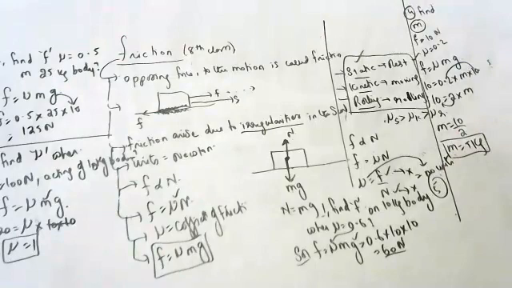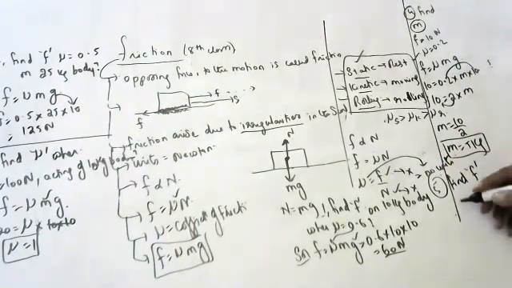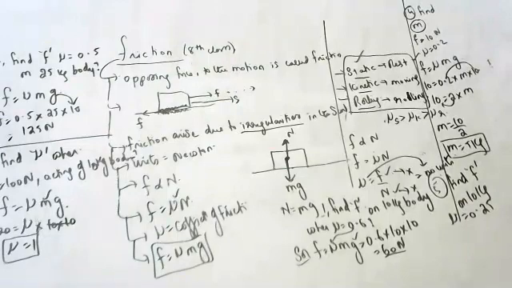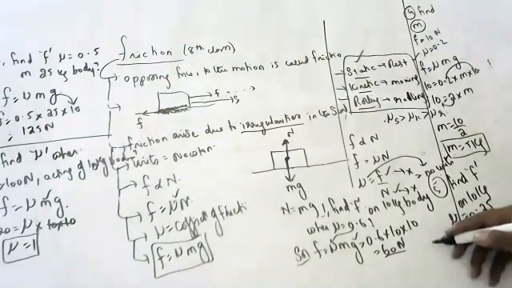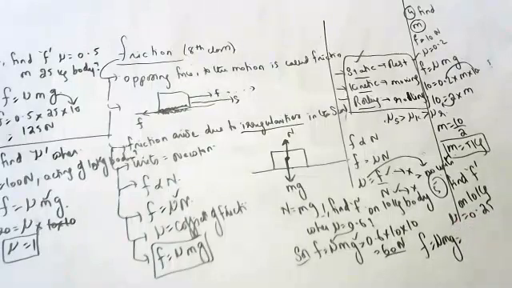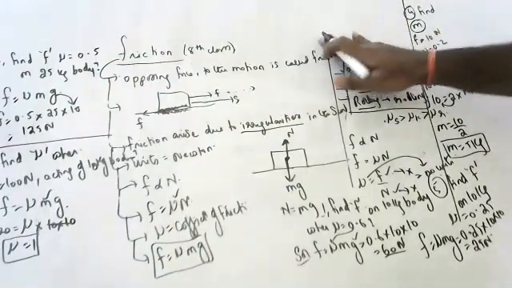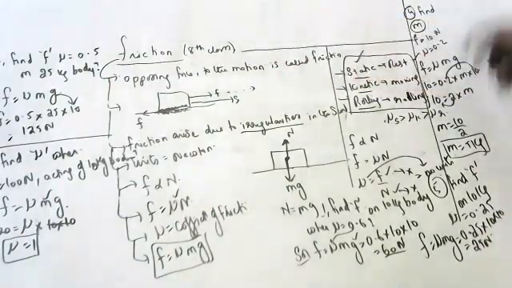Sujit, are you there? Sir, find frictional force on a 10 kg body whose coefficient of friction is 0.25. F is equal to mu mg. 0.25 into 10 into 10 is equal to 25 Newton. That is 25 Newton.